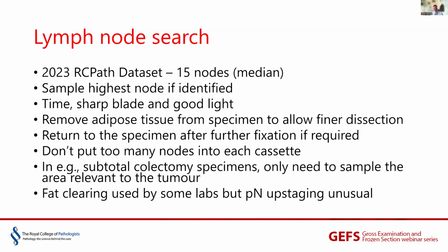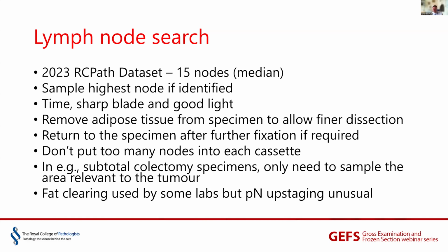Sometimes, despite doing all those things, you don't find as many nodes as you would like, and you can, of course, return to the specimen after further excision. That can sometimes help. The nodes can be firmer. I'd also suggest not putting too many nodes into each cassette, because at the embedding stage, that can be awkward for your biomedical scientists to ensure that all of the small lymph nodes, if you're finding small nodes, are present in the right position in your block. So I wouldn't put too many nodes in your cassette, just use a few more cassettes if you find plenty of nodes.